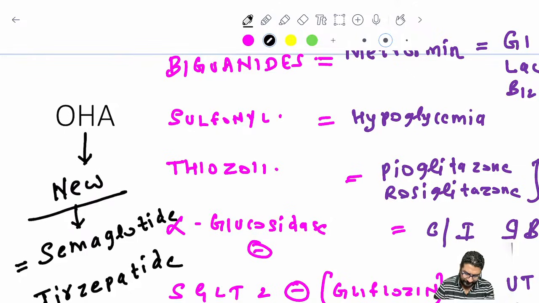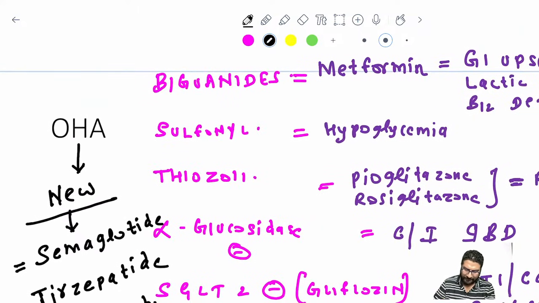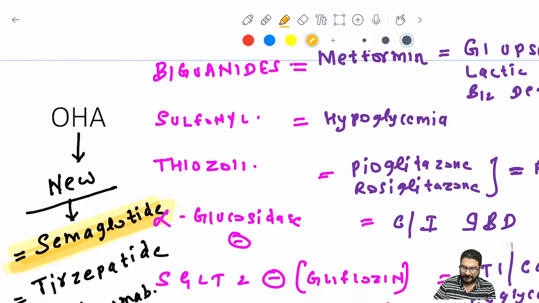Antibody है monoclonal. Come on. Teplizumab. So this is something which you have to remember, and remember they can ask you question expected on semaglutide because it is approved for obesity as well.